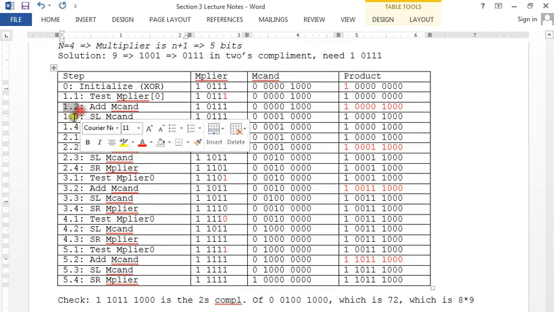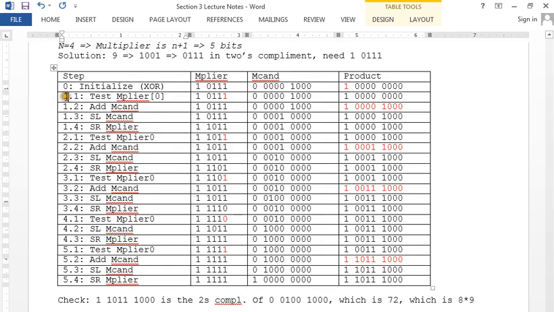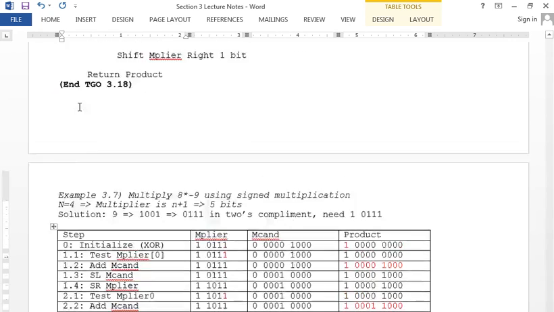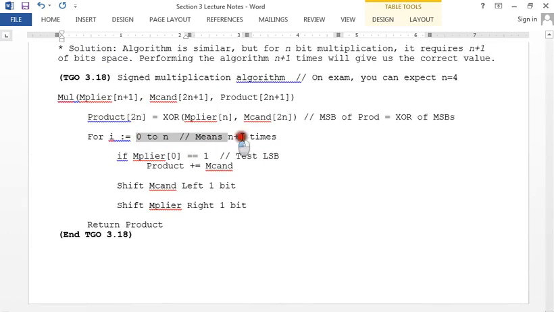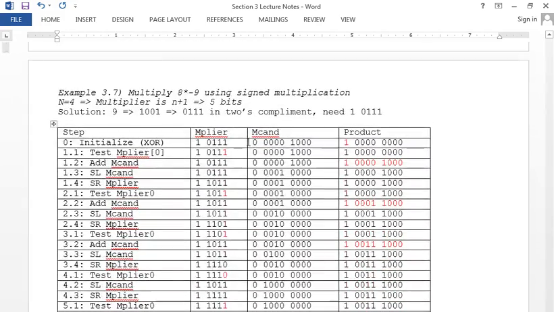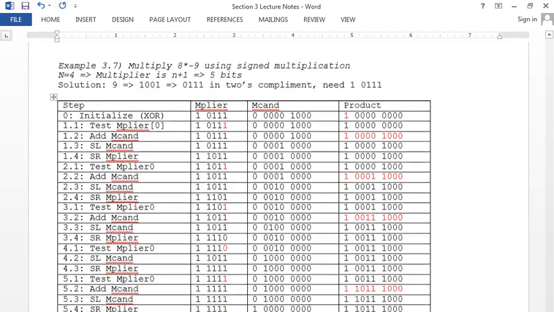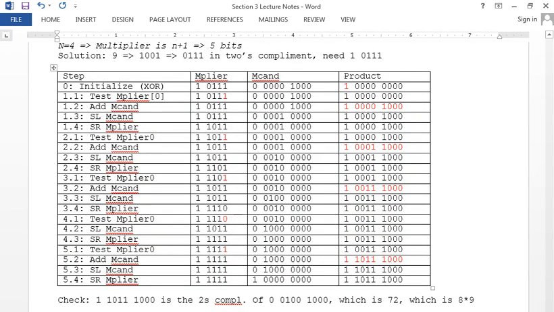So here, the next step, 1.2. When I say 1.1, 1.2, 1.3, 1.4, this is the iteration. Just recall, we have how many iterations? N plus 1, right? 0 to n means n plus 1 times. Therefore, since it's 4 bits, I have 1, 2, 3, 4, 5 iterations, right? So let me scroll back up so the students in the back can see.